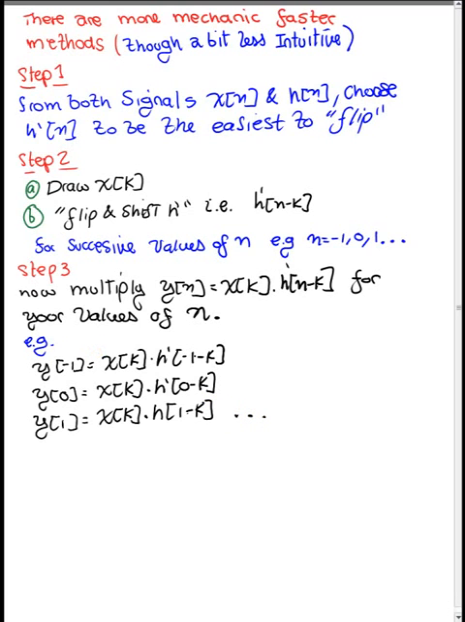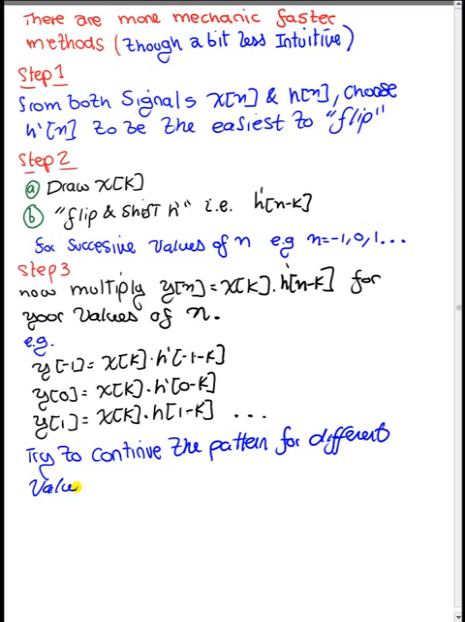And if the signal is finite, you can probably do it until you just start getting a whole bunch of zeros. So try to continue the pattern for different values of n. Finally, step 4 would be you just draw the resultant signal for all values of n.